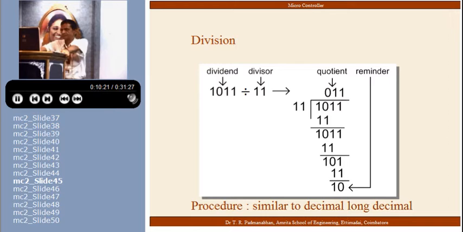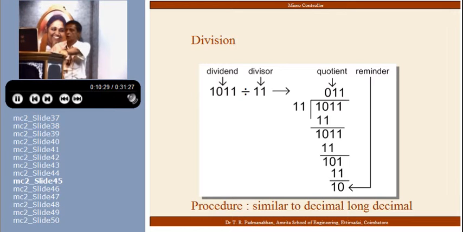Division. I have just done a division here. Dividend, divisor, whatever we do conventionally I have done here. See here, 1011 divided by 11. I put 1, 1, align here. When I align, I find that this 1, 0 is less than this 1, 1. So I put a 0 here. Alright? And then I shift 1, 1 to the next position. 1, 0, 1, 1, 1, 1.